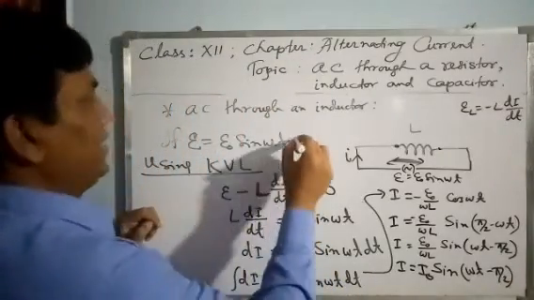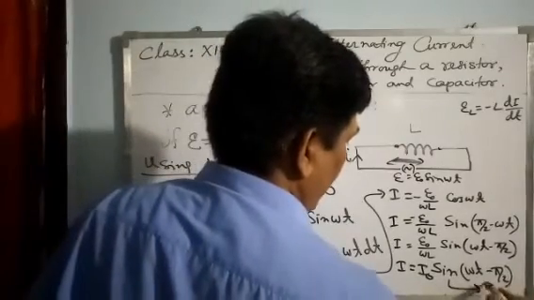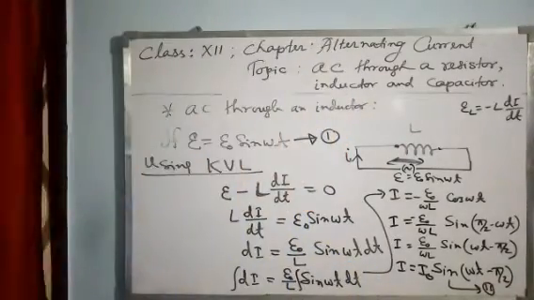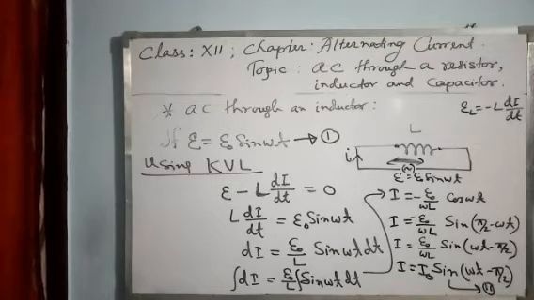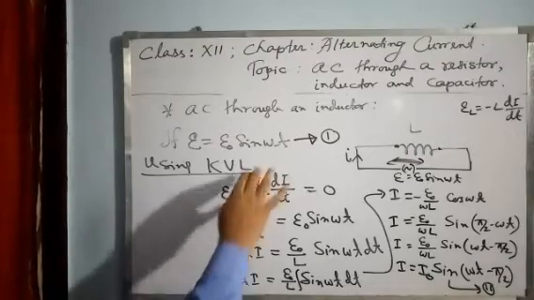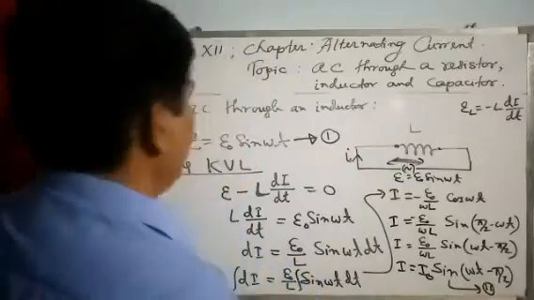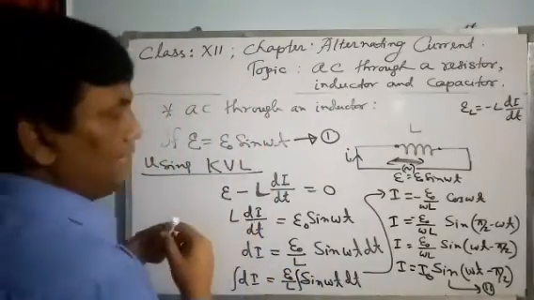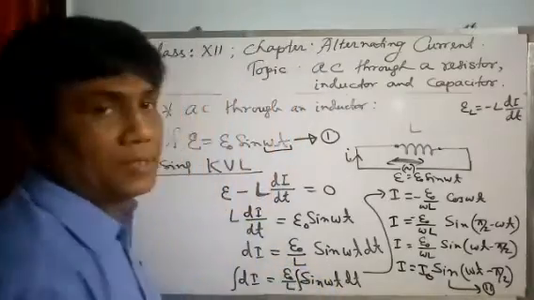Okay guys, this is number 1, this is number 2. Again, from voltage I am deriving the current. So I have to now compare both the equations. You see, both the equations have the same frequency. Here also omega, here also omega. But the phase angle is different. Here the phase angle is omega t, but here the phase angle is omega t minus pi by 2.